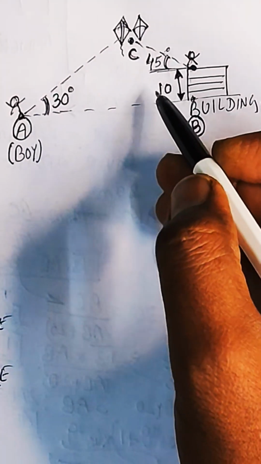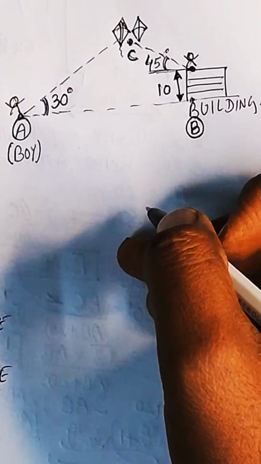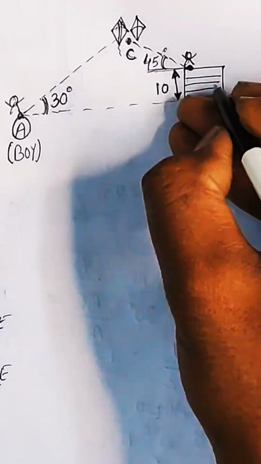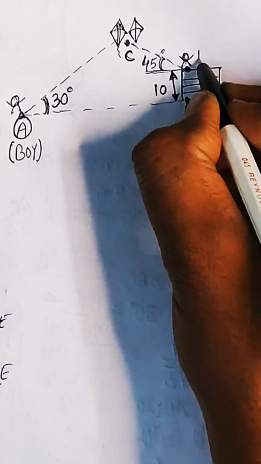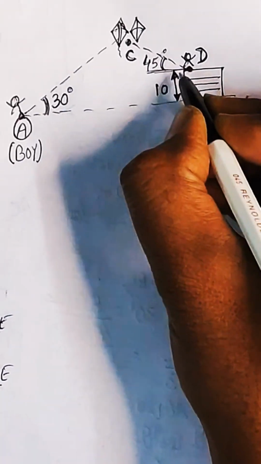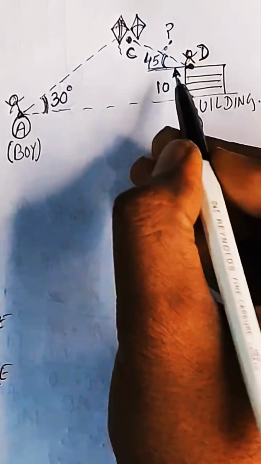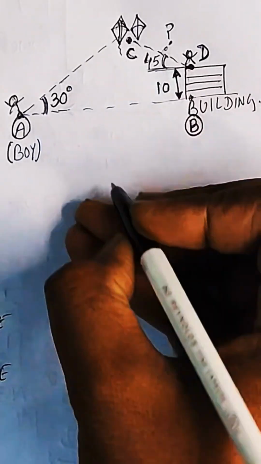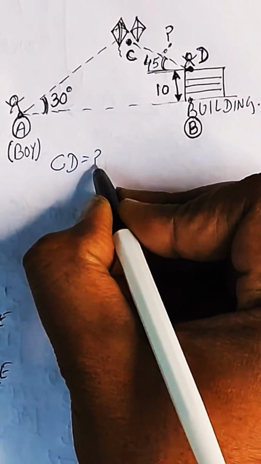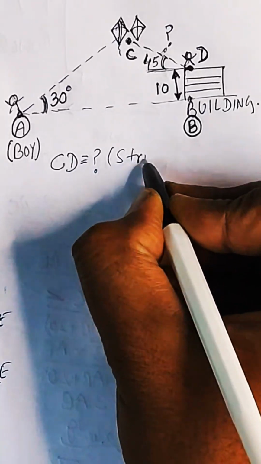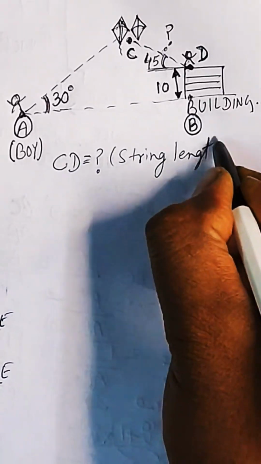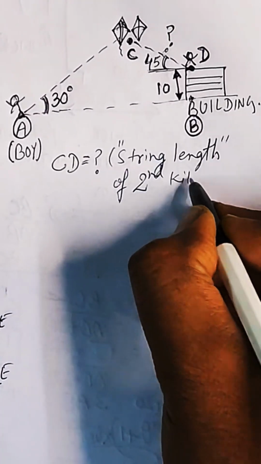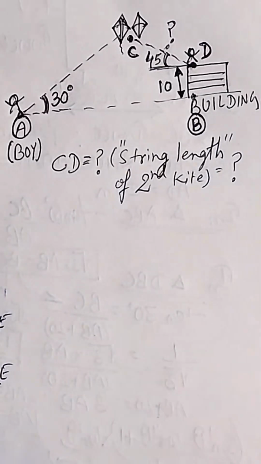What is the question? Find the length of the string that the second boy must have so that the two kites meet. If this is position B, and this is the position I will write as D, what is the length of CD? This will be the string of the kite of the second boy. So the string length of the second kite needs to be found.